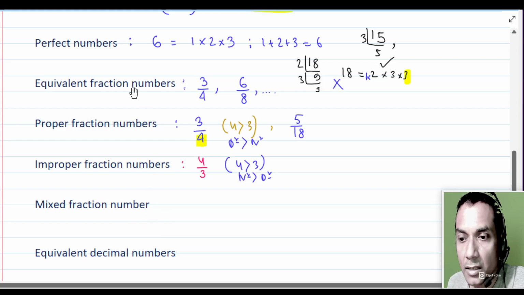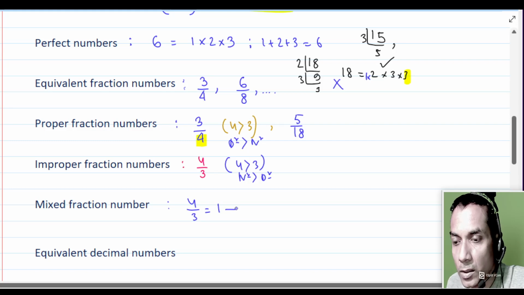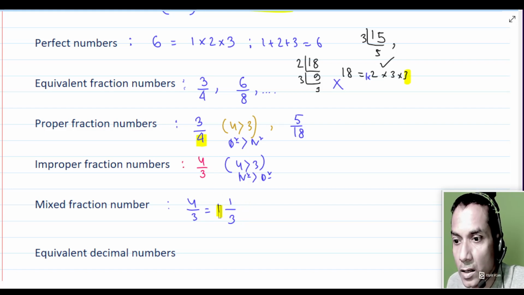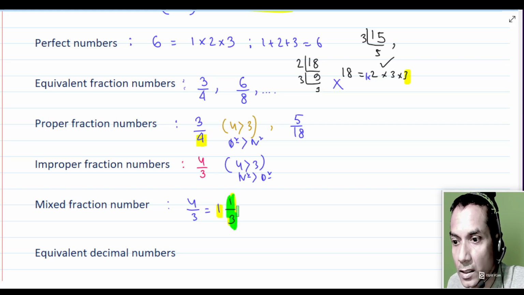Next is the mixed fraction. A mixed fraction is what we get if I convert an improper fraction. So if I convert the improper fraction 4 by 3, we can write it as 1 and 1 by 3. So this number has two parts: one is the whole part, another is the fraction part. Clear? So this number is called the mixed fraction. Clear?